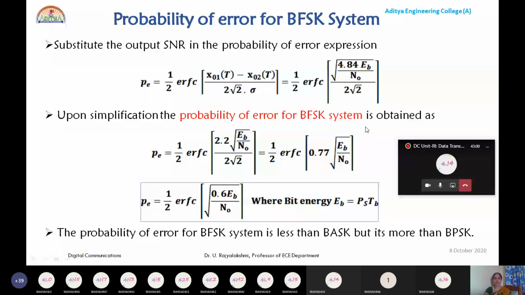Did you get the value as 0.77? Yes, ma'am. Okay. Root 4.84 divided by 2 root 2, you will get it as 0.77. Okay. Now take this 0.77.